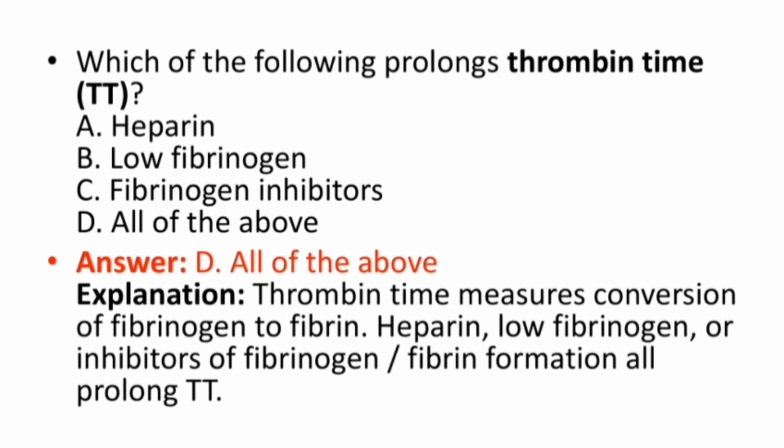Which of the following prolongs thrombin time? Option A heparin, option B low fibrinogen, option C fibrinogen inhibitors, option D all of the above. The correct answer is option D, all of the above. Thrombin time measures conversion of fibrinogen to fibrin. Heparin, low fibrinogen, or inhibitors of fibrinogen or fibrin formation all prolong thrombin time.